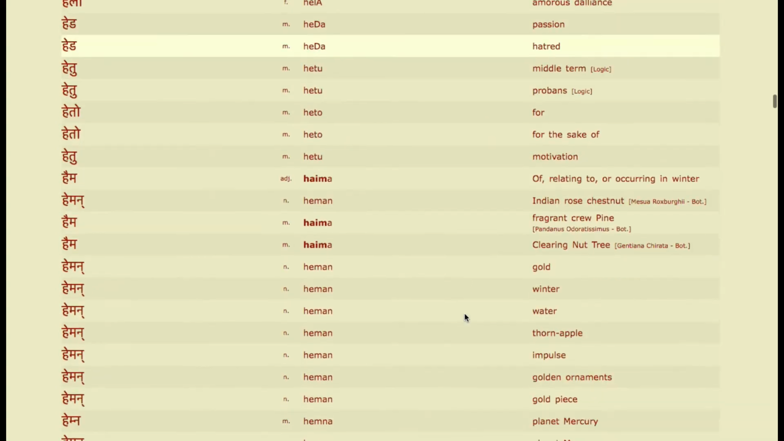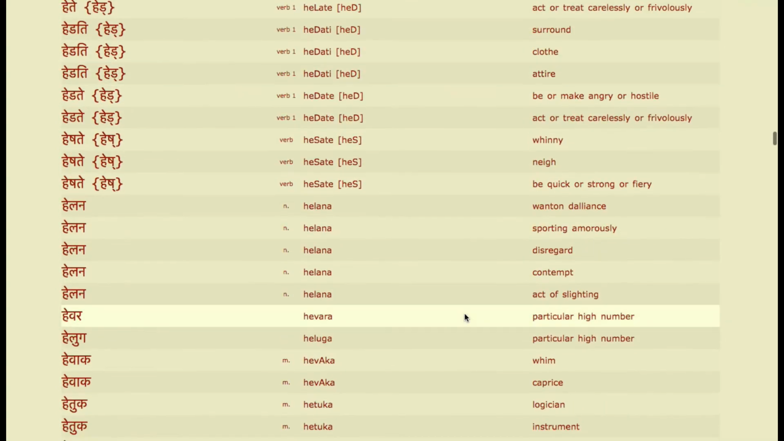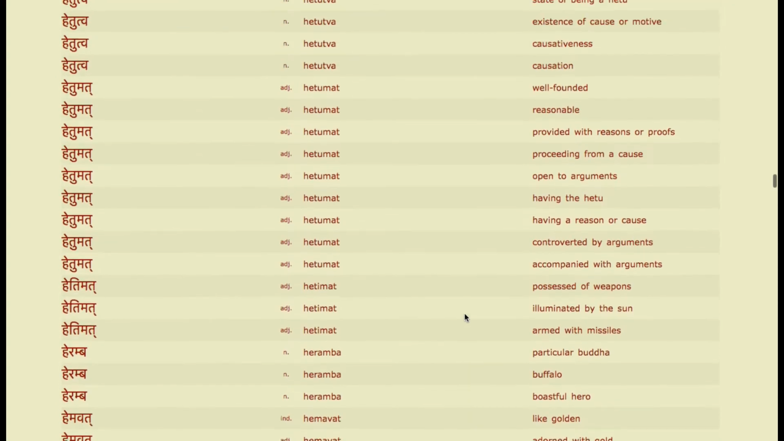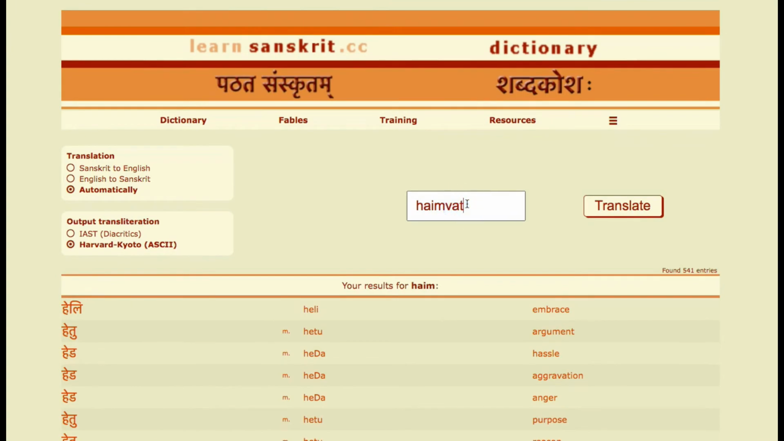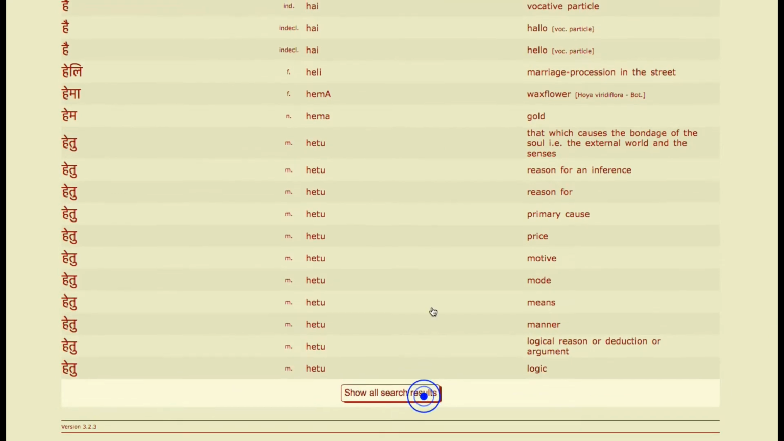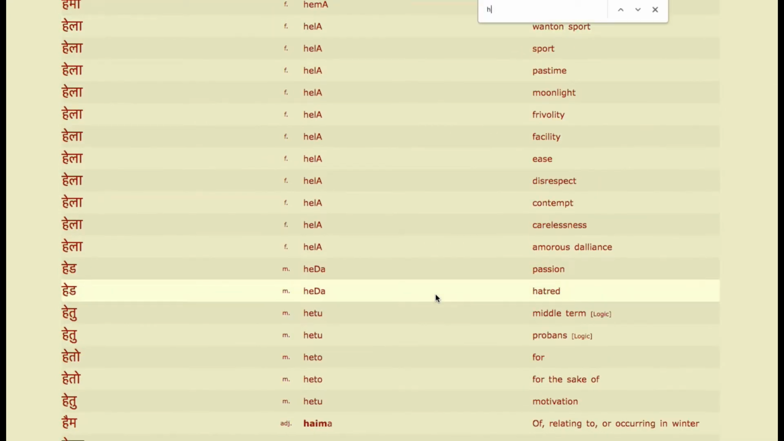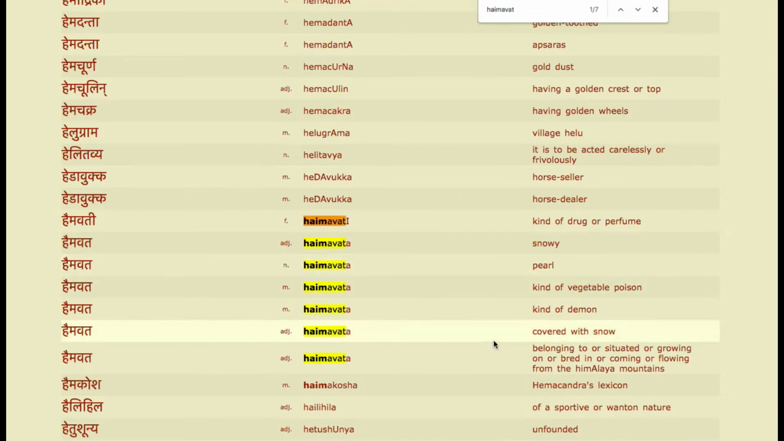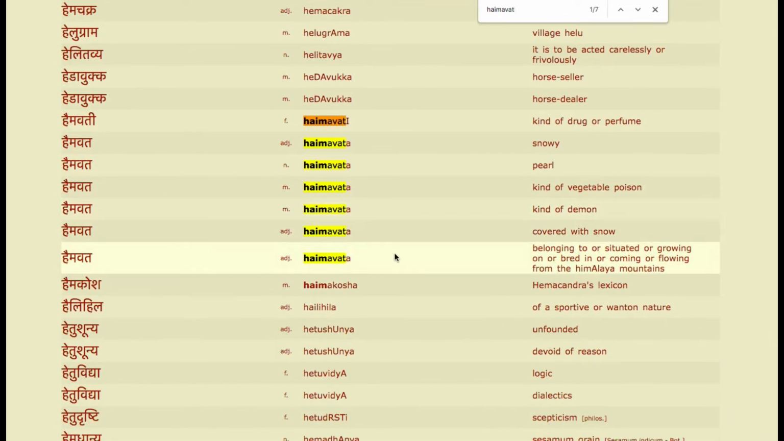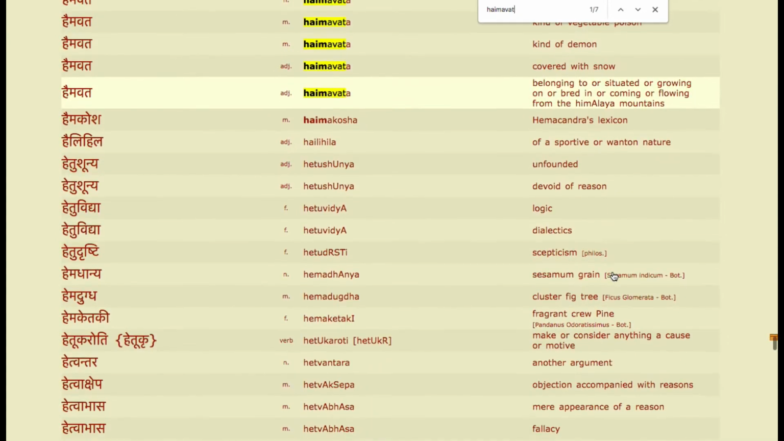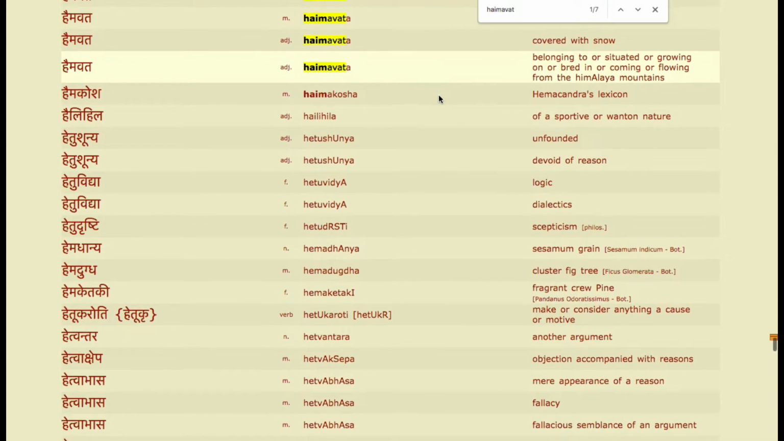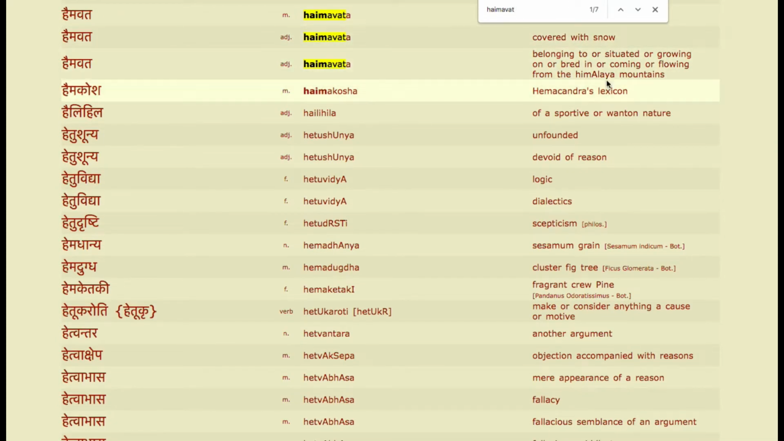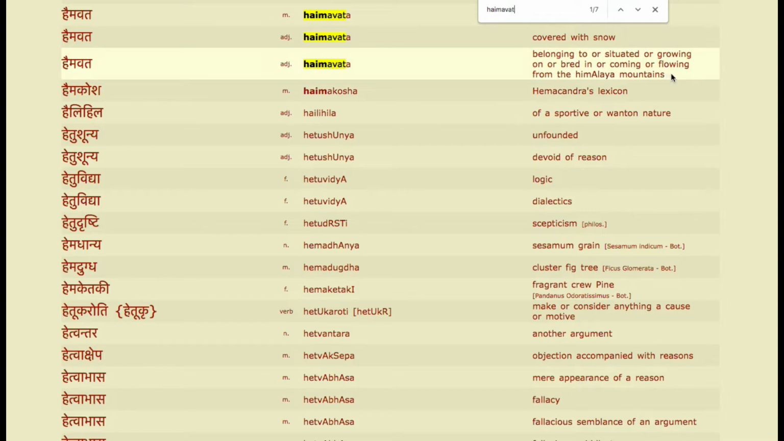You can go down these lists. I'm very familiar with these words, so I want to make good use of time. For example, here, Heima. So here we go. Right here, it could be a demon, yeah, but Vat means something that has a lot of, so covered with snow is Heimavat. And it's also the name of the Himalaya mountains.